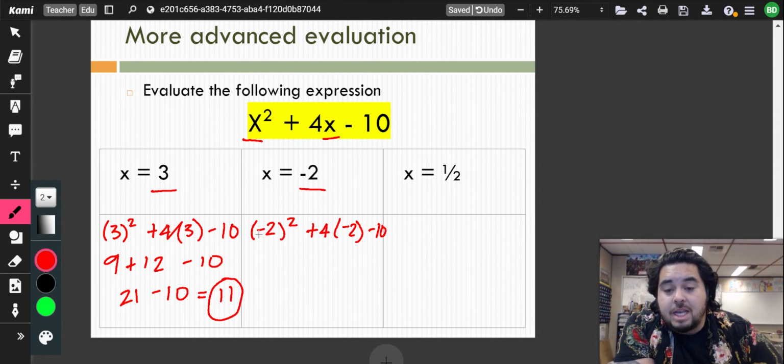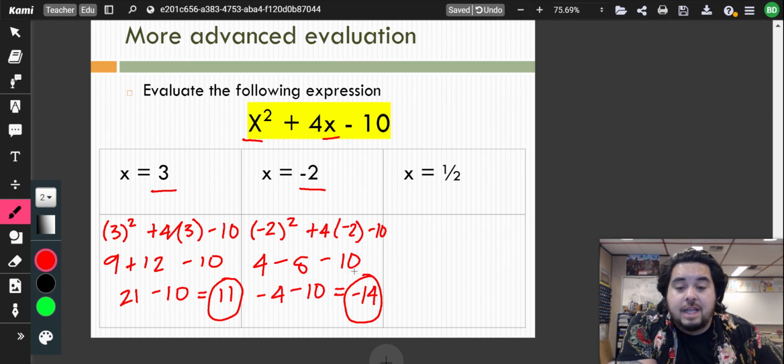Okay. Negative 2 squared, this is where you got to be careful. Negative 2 squared is negative 2 times negative 2. Negative times negative gives us positive 4. 4 times negative 2 is going to give us negative 8. And then that minus 10 again tags along. So I have 4, take away 8. The 8's bigger, so we're going to have negative 4. Then take away 10 more from that. So if I have 4 negatives and then 10 negatives, altogether I have negative 14.